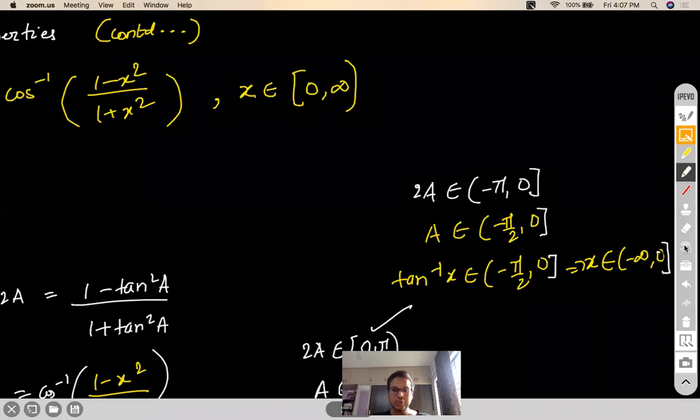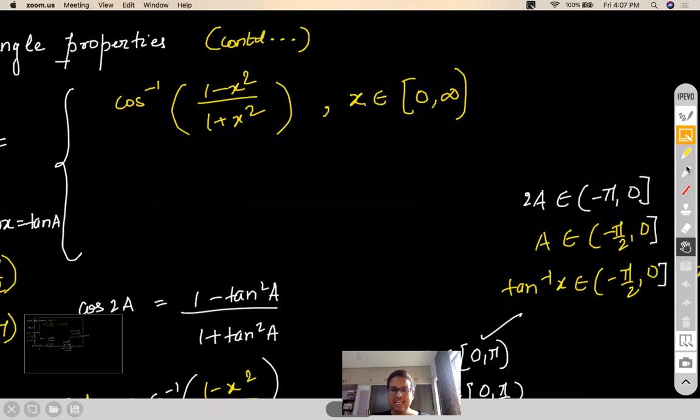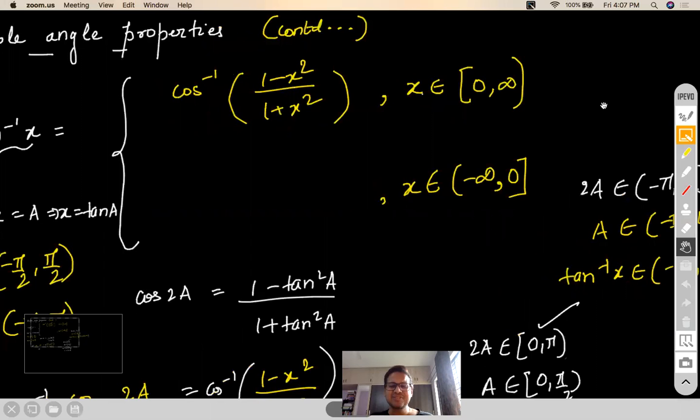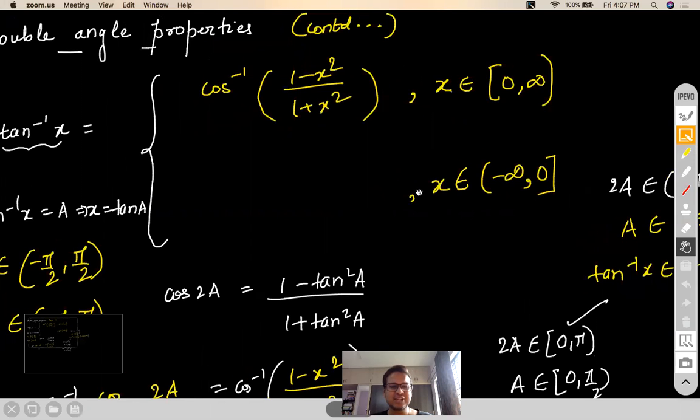Okay. So the interval here at least is known to me pretty quickly. That interval is minus infinity to 0. Now what will be the answer? See, the answer is very simple. There are two ways to figure it out.